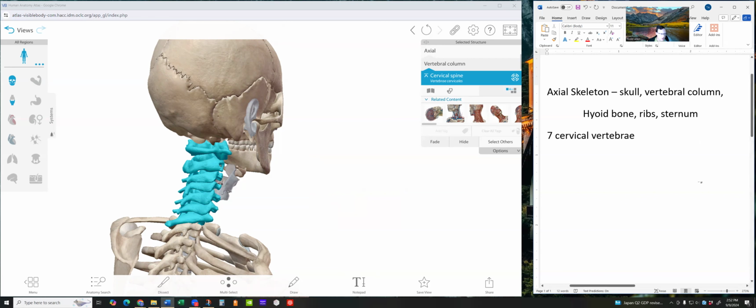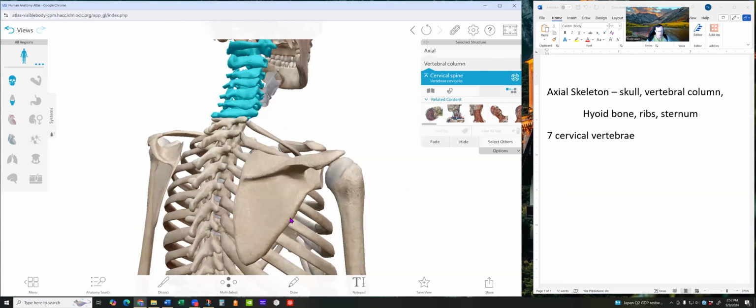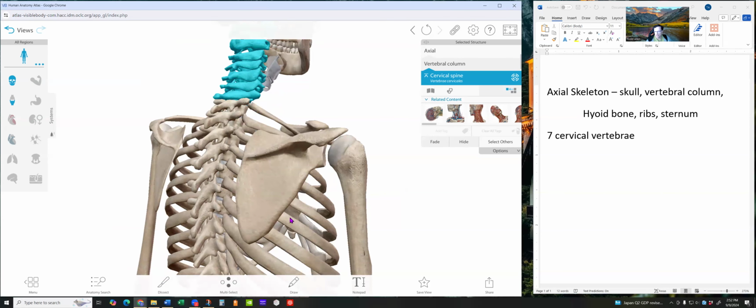Seven cervical vertebrae. Next, you have the thoracic vertebrae. What distinguishes the thoracic vertebrae from the cervical and lumbar vertebrae is that the thoracic vertebrae are the only ones that have ribs coming off of them. So you know they're thoracic if you can see a rib coming off of it.